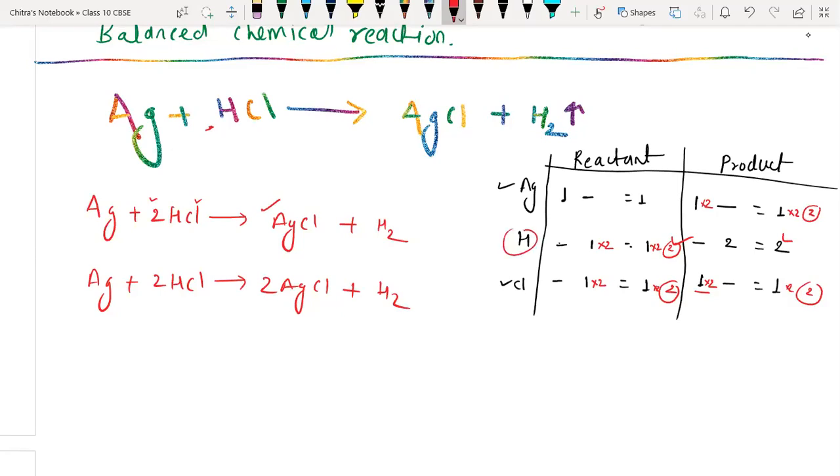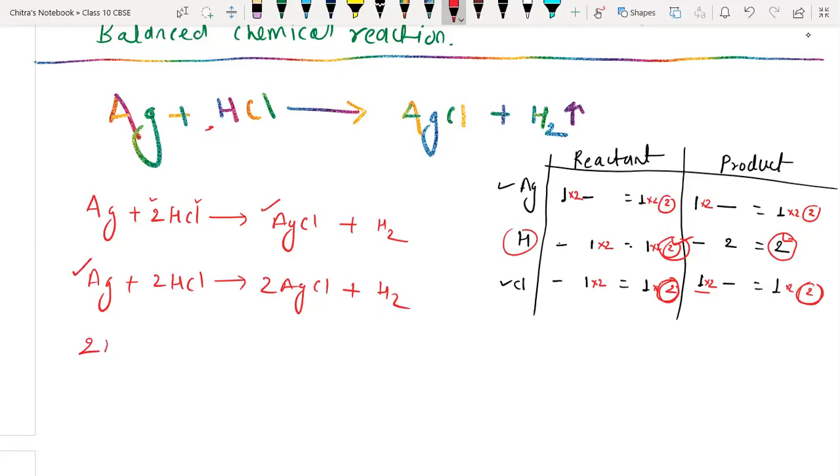See, hydrogen is balanced. We have 2 on the reactant side and 2 on the product side. Chlorine is also balanced. It is 2 on the reactant side and 2 on the product side. But now silver is not balanced. On the product side we have 2, and on the reactant side we have only 1. So we have to multiply by a coefficient of 2. So 1 into 2 will become 2. So the next reaction will be the balanced one.